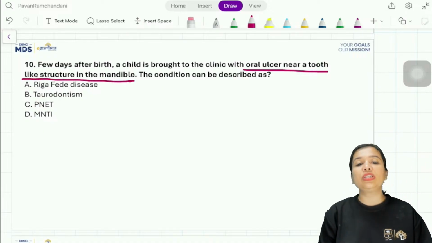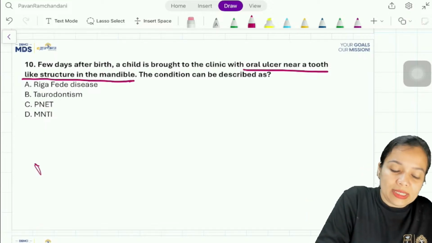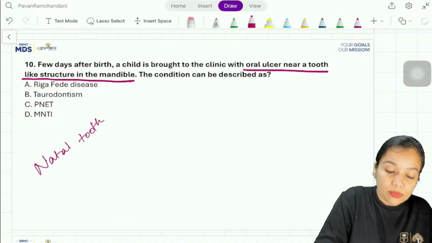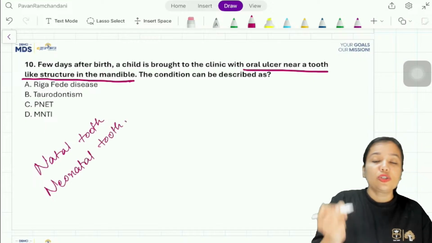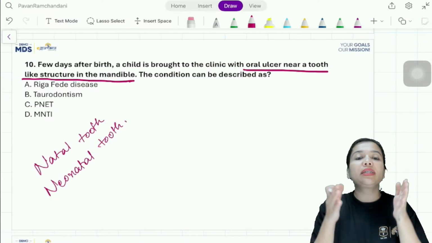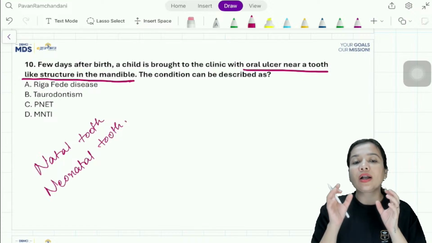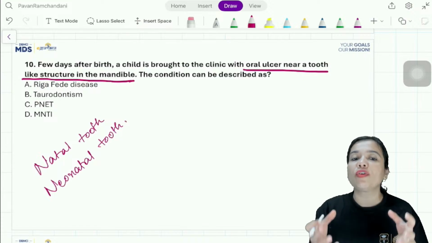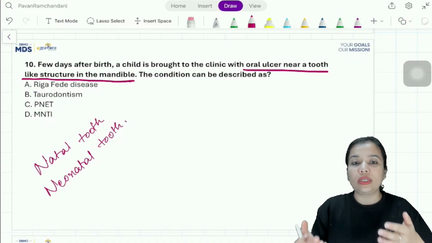What is the condition? Sometimes there is something called the natal tooth or the neonatal tooth. Natal tooth is a tooth that is present at the time of birth in a child, and neonatal tooth is a tooth which occurs after the child becomes 1 month old.